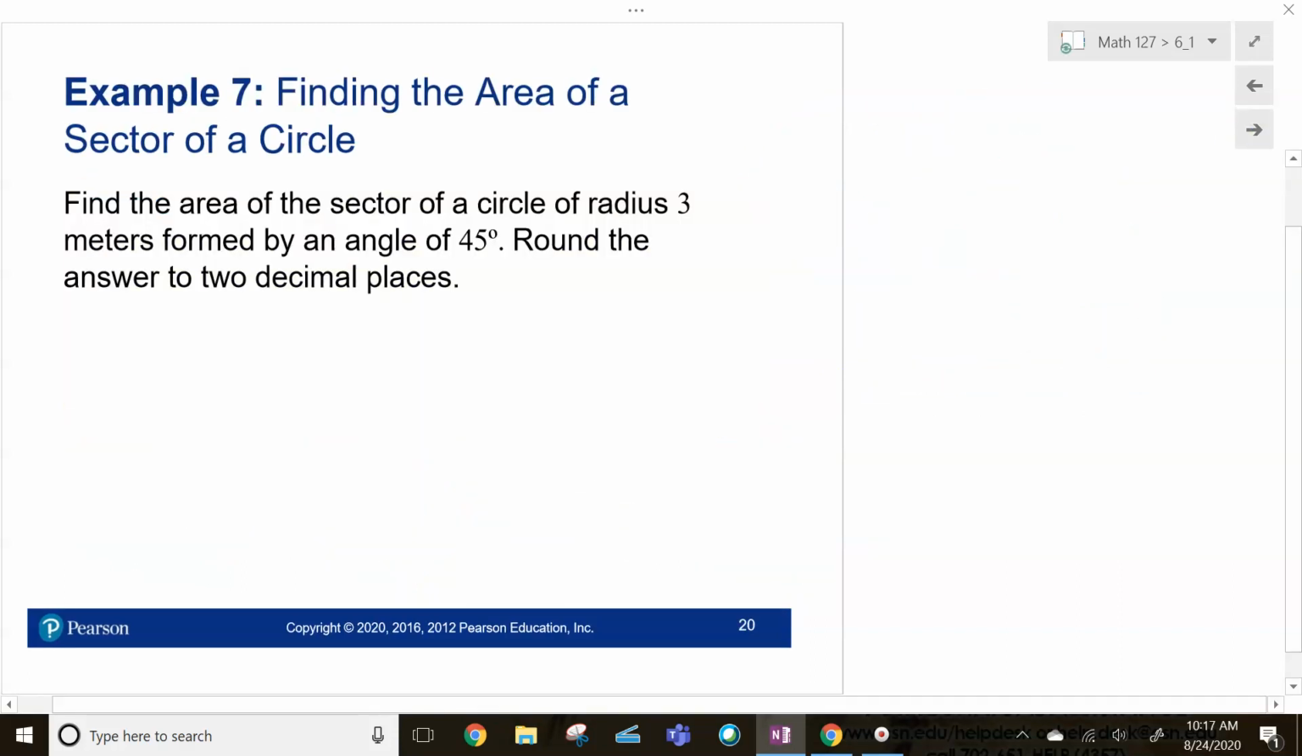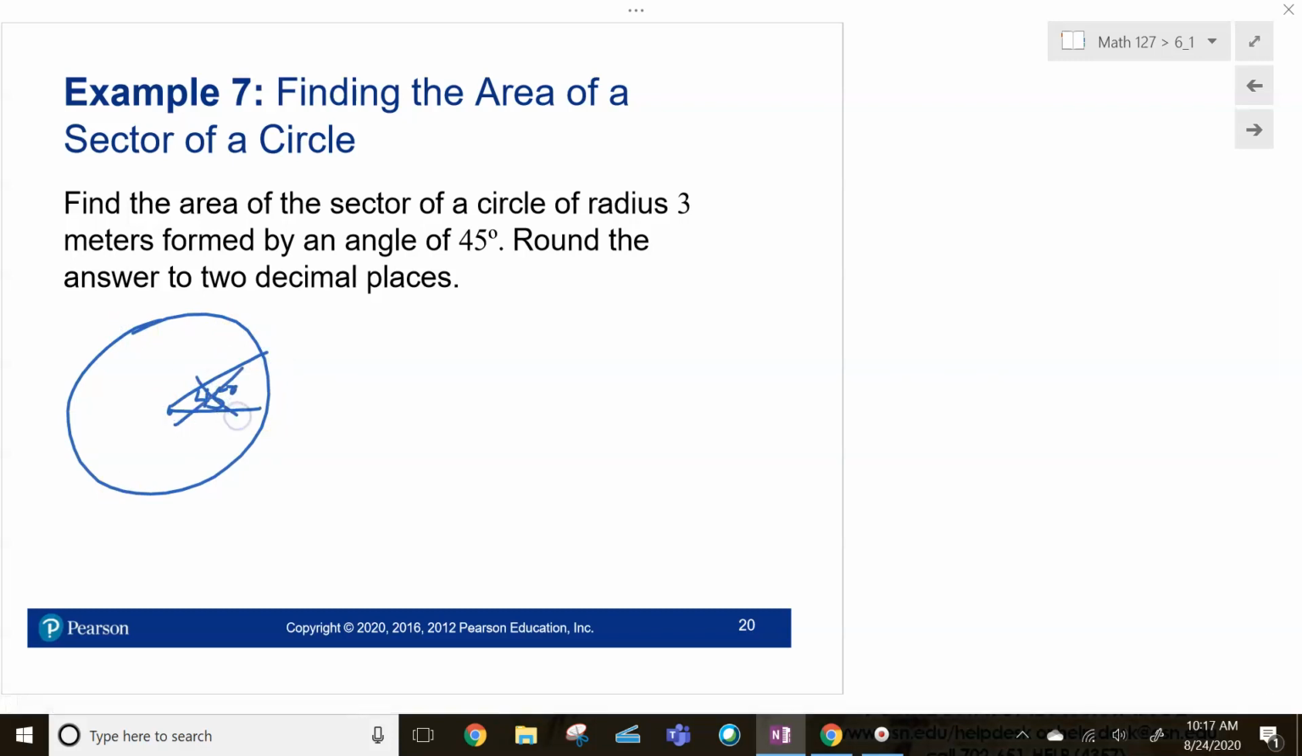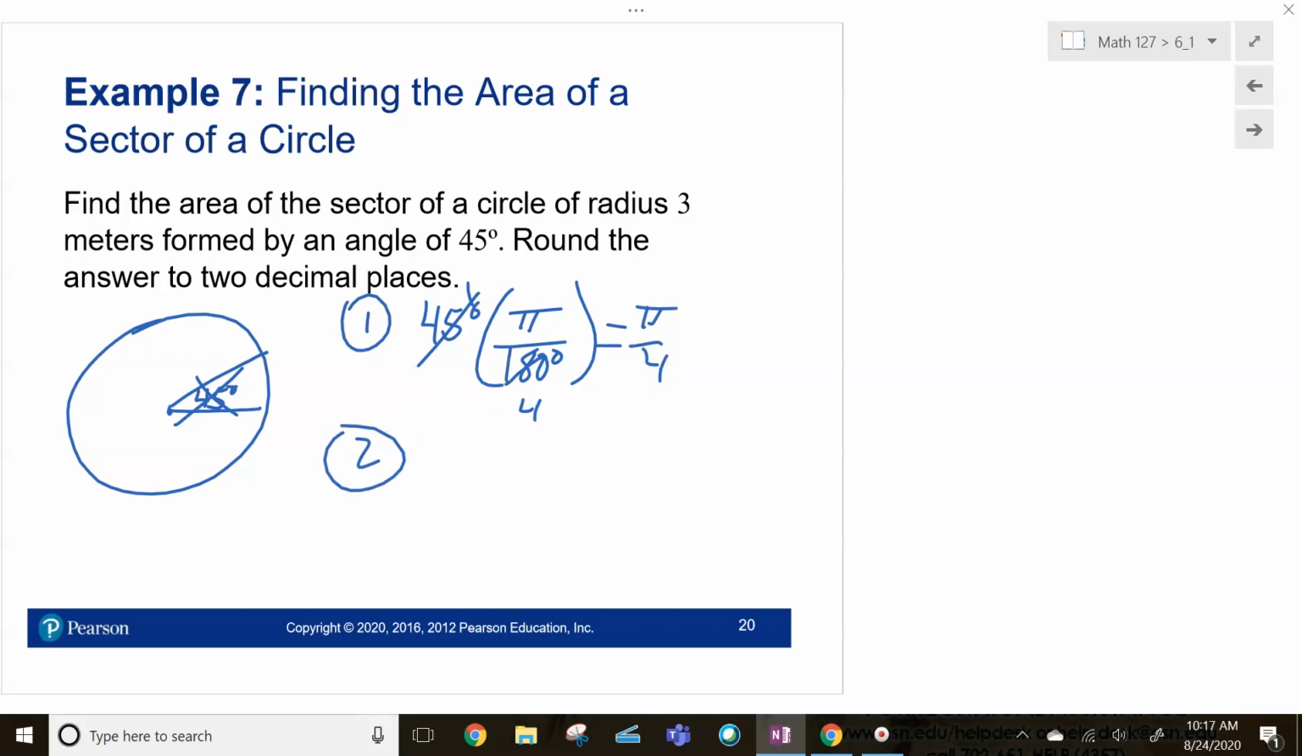So let's go ahead and do it here. Find the area of a sector of a circle of radius 3 meters formed by an angle of 45 degrees. So it's only rotated 45 degrees. Now we can't do 45 degrees. We've got to have that in radians. So number one, we're going to convert that: 45 degrees times pi over 180 degrees. So we get pi/4 radians. That's the first thing. We've got to make sure we're in radians.